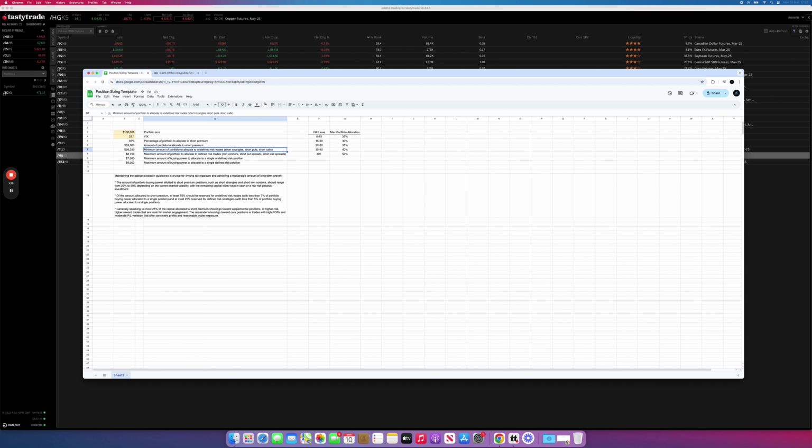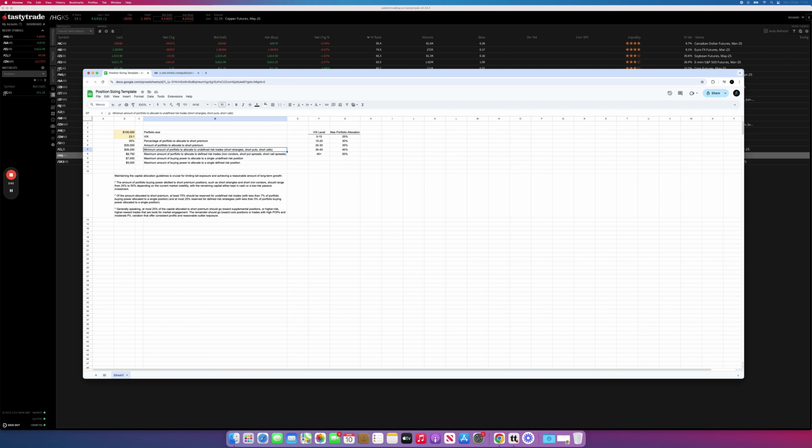And in this example portfolio, the minimum amount of your portfolio to allocate to undefined risk trades is $26,250. Okay, so at least $26,250 of your portfolio should be allocated to strangles, puts, and calls, naked positions, or undefined positions. And the maximum amount you should be allocating to defined risk trades like iron condors and spreads should be $8,750. So no more than $8,750 for defined, and a minimum of $26,250 for undefined.